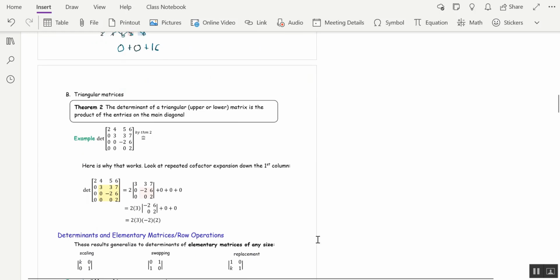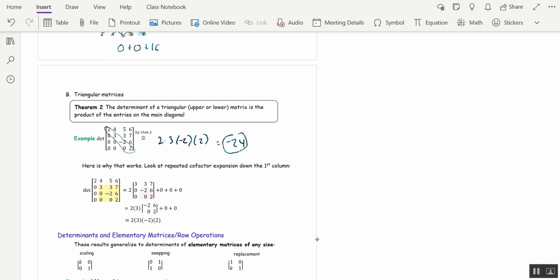Okay, triangular matrices, this is not gimmicky and is incredibly helpful. If you have a triangular matrix, upper or lower, the determinant is the product of the entries on the main diagonal. So in this example here, I've got a 4 by 4. It's triangular, and I can just take the product of those entries to get the determinant. So the determinant is 2 times 3 times negative 2 times 2, which is negative 24.